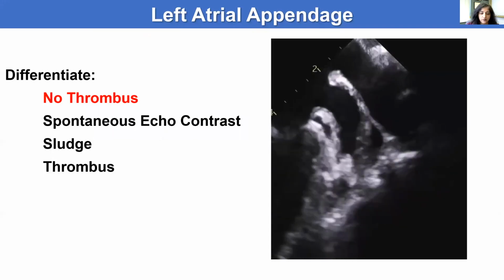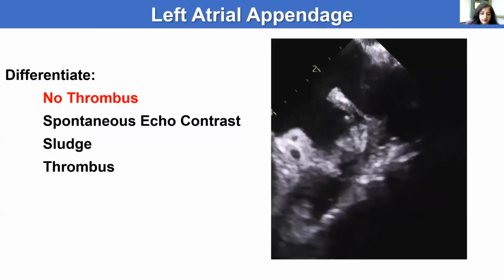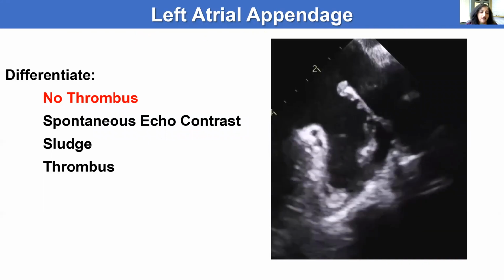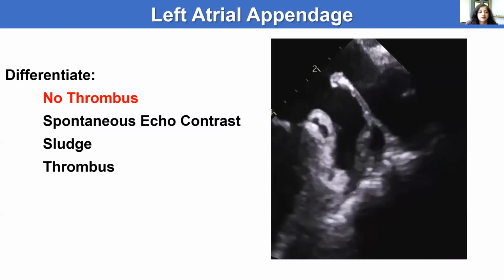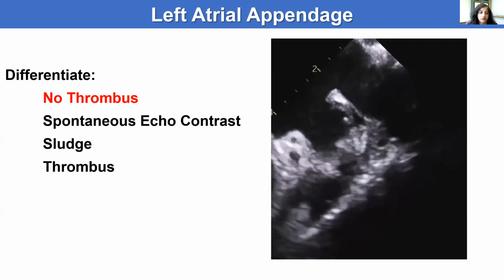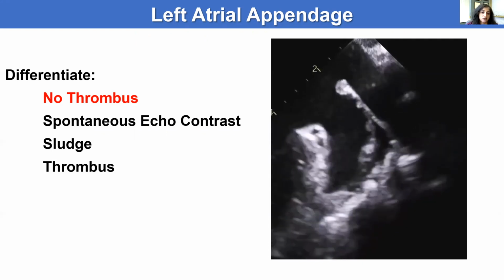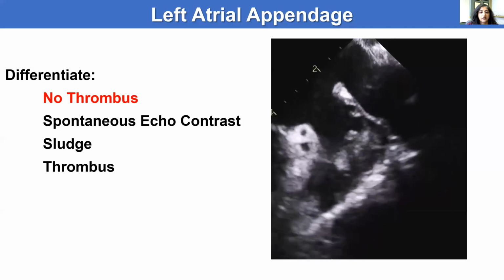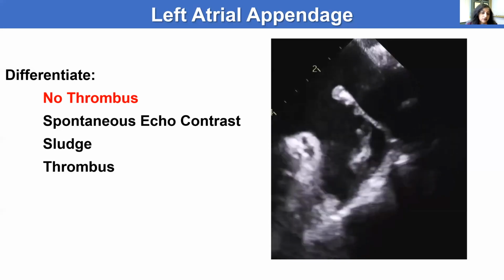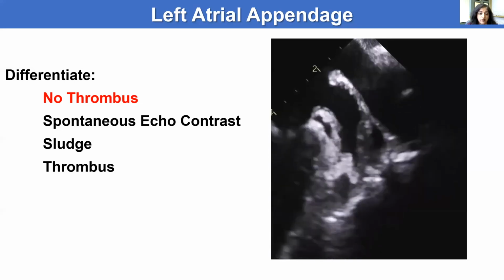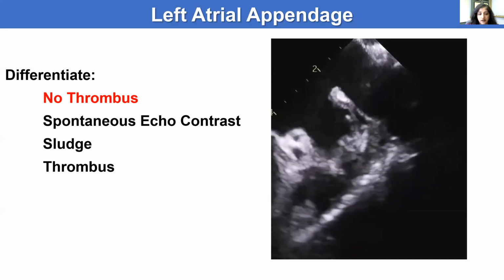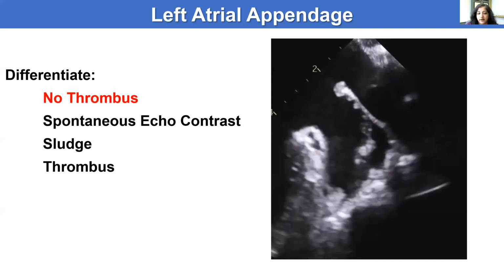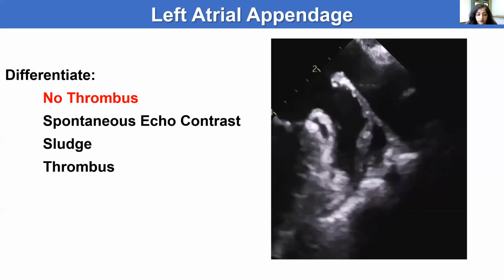And so here in this view, we see the normal left atrial appendage, one lobe of it. Our task in the next few cases is to differentiate thrombus versus spontaneous echo contrast, which is slow flow in the left atrial appendage, versus sludge, which is sometimes called early thrombus, versus an actual thrombus. And in this view, you see here a relatively well demarcated left atrial appendage with no thrombus.